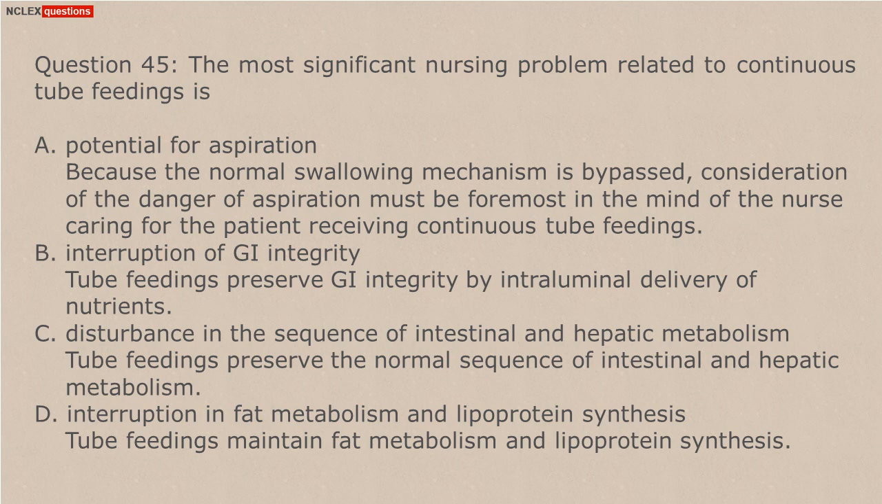Question 17. Which of the following types of aneurysms results in bleeding into the layers of the arterial wall? A. Dissecting. Dissection results from a rupture in the intimal layer, resulting in bleeding between the intimal and medial layers of the arterial wall.